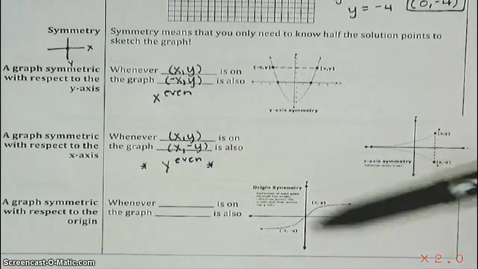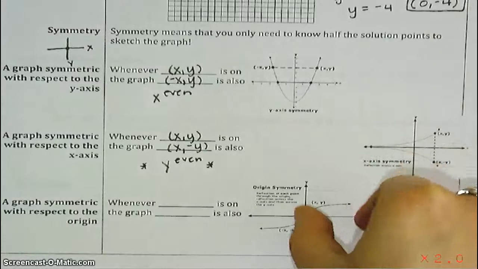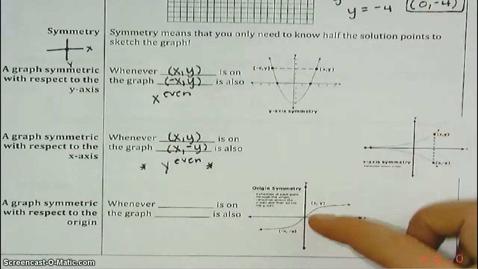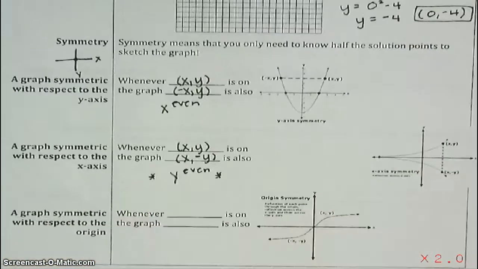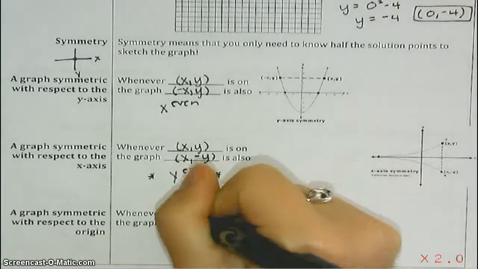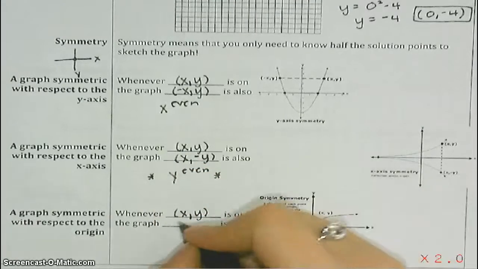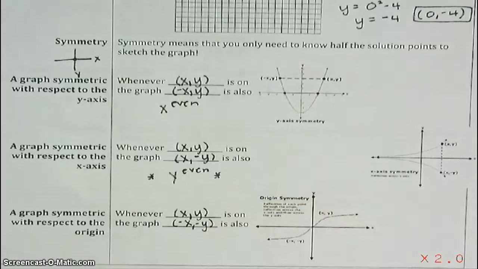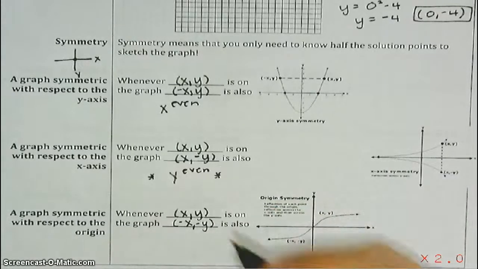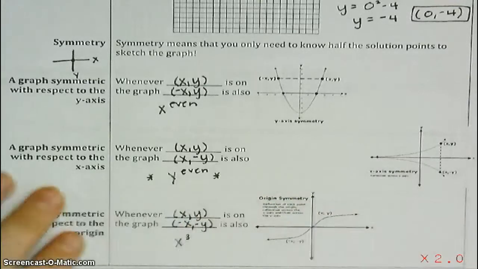So the last part is if it's symmetric to the origin. And this you can kind of see if you were to take this graph and rotate the curve around, it would eventually match up with this graph down here. Coordinate-wise, if you have the point (x, y) on one part of the graph, you're also going to have (negative x, negative y) on your graph. Right. X to the third is an example of something that is symmetric to the origin. Okay. On to the next page.